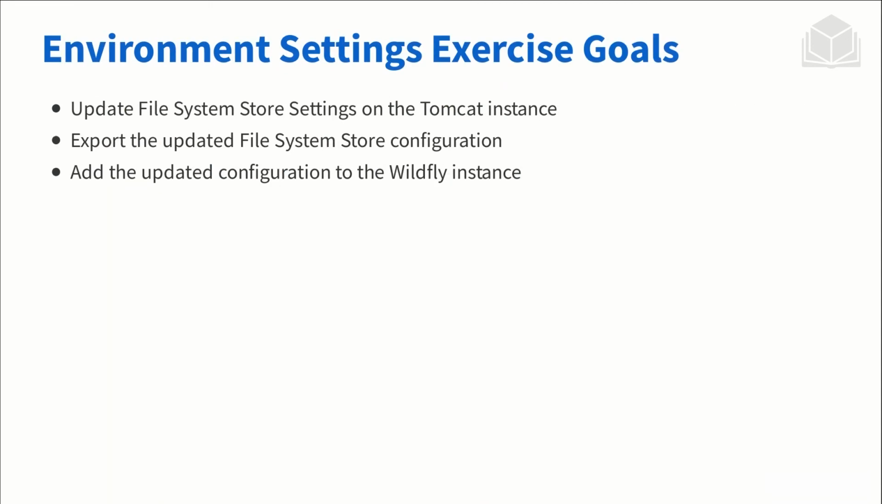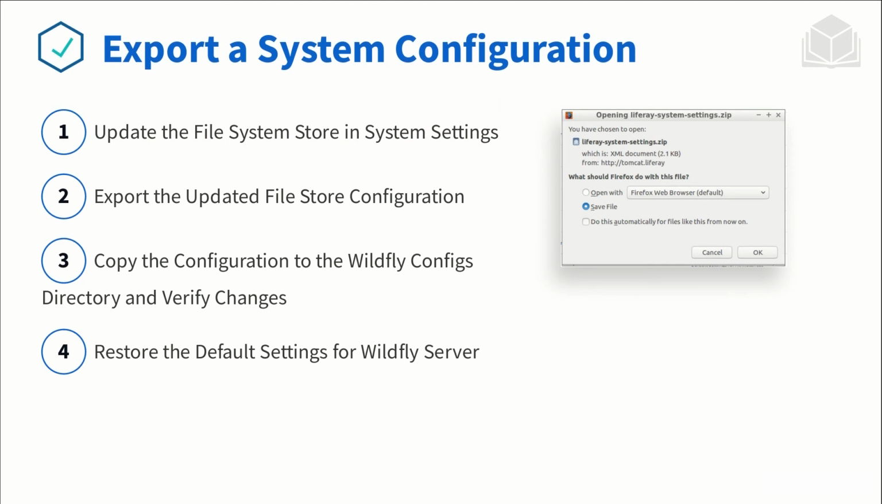The next exercise will show you more about changing values, exporting them to another system, and will prepare you for an exercise that we have in clustering. What are we doing? We are exporting the file system storage in one of the systems and then transferring them to the Wildfly instance. So anything that you configure, you'll update the file system storage in system settings, export them, copy them over to the Wildfly configs directory, and there you will see the configuration is active, and then you can restore it there to the default values. And you should check that this is actually valid.